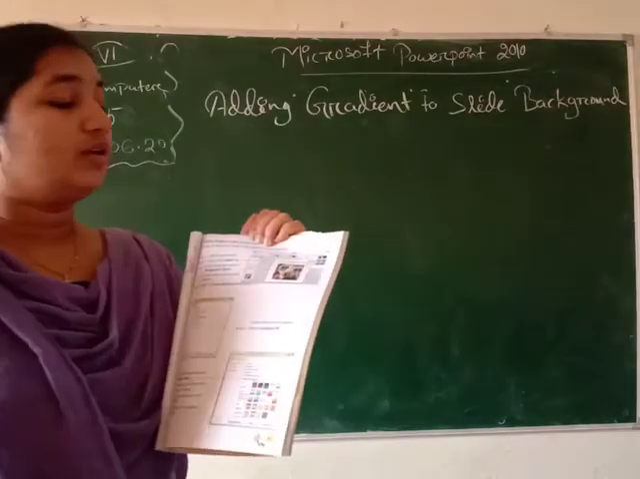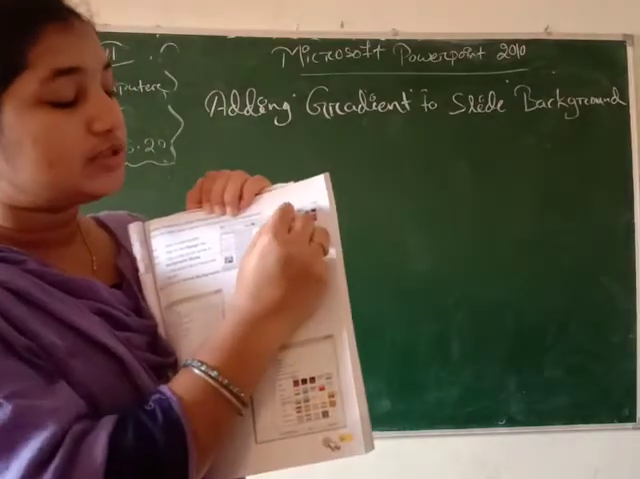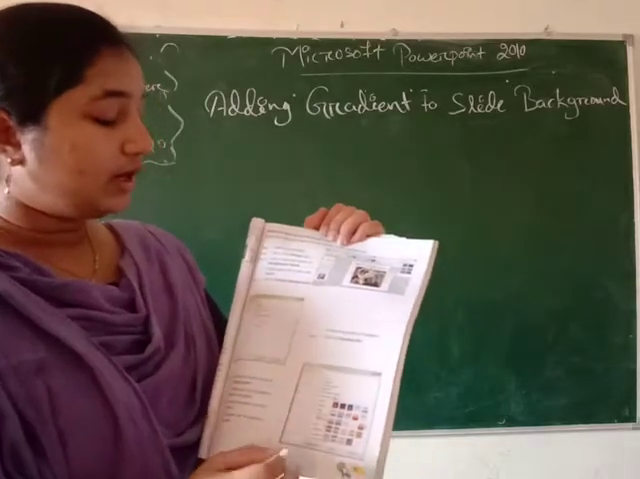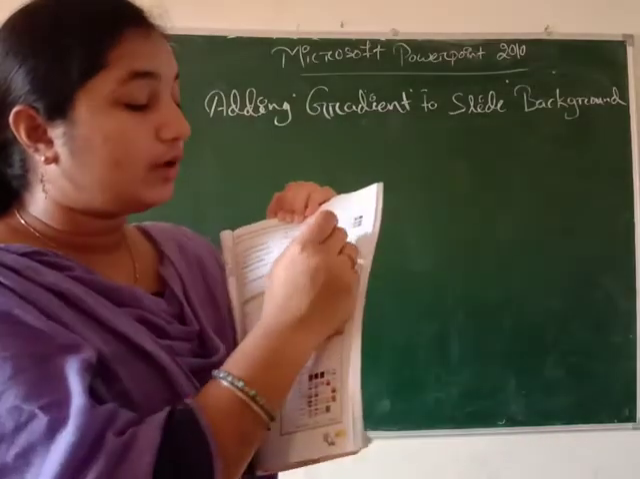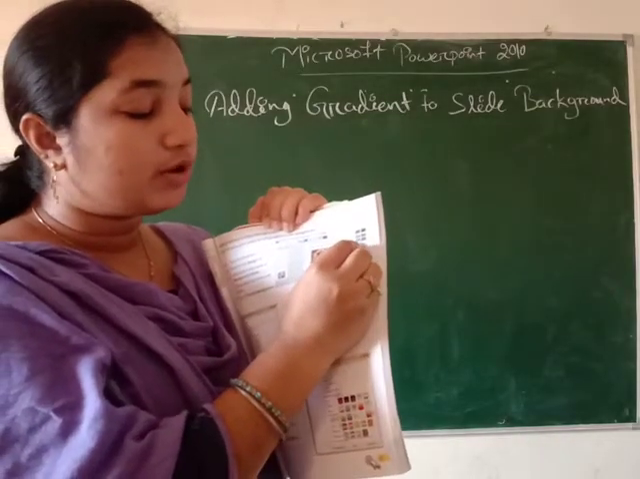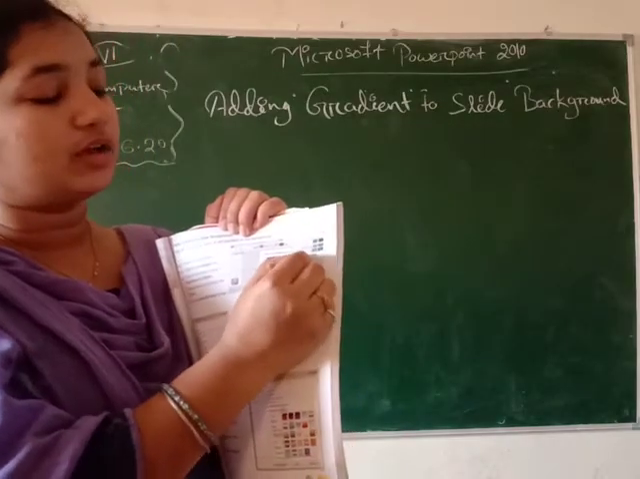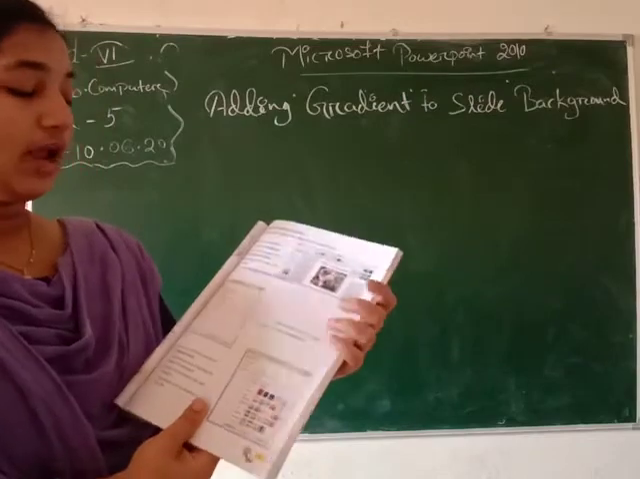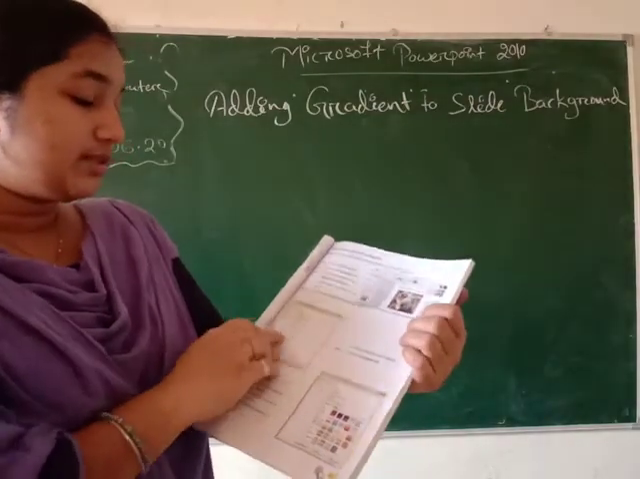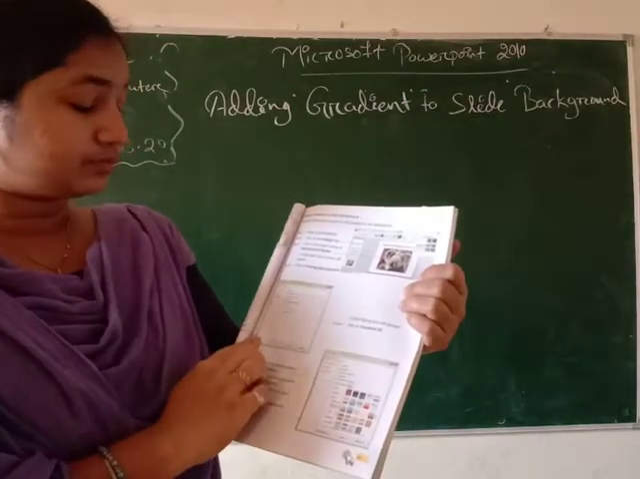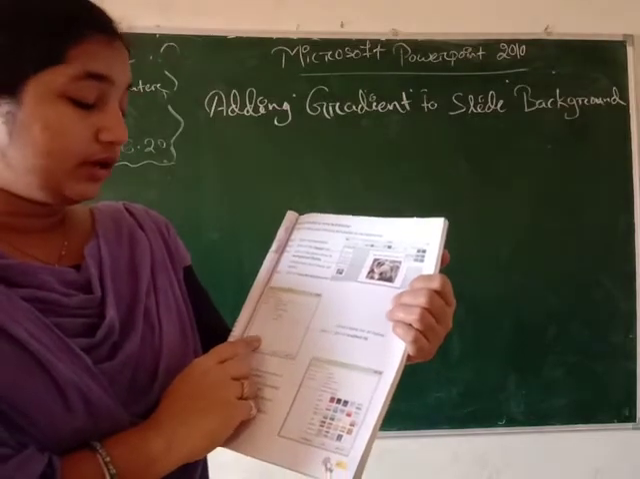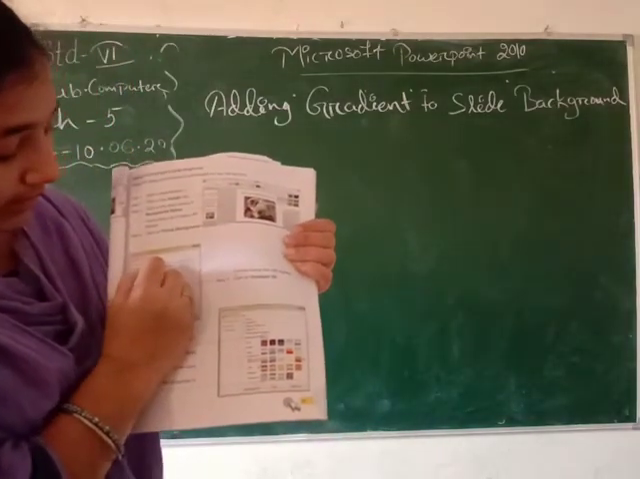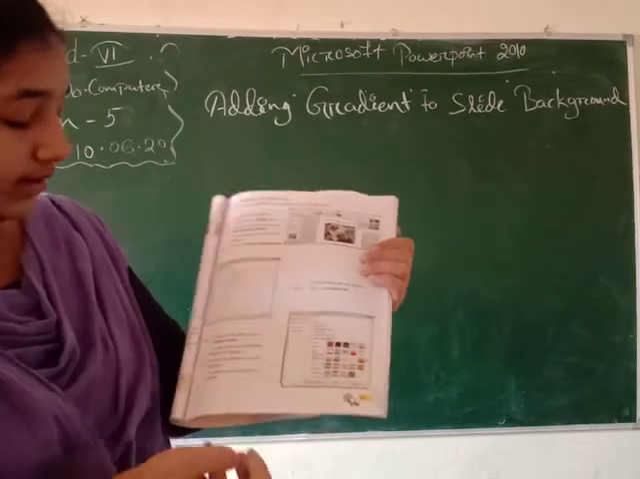After that, one drop down menu will come. This is the drop down menu. Click on format background. We have to click on this format background. After that, a format dialog box will come. Here we have to click on the gradient fill. You have seen this is the gradient fill. We have to click on this gradient fill.